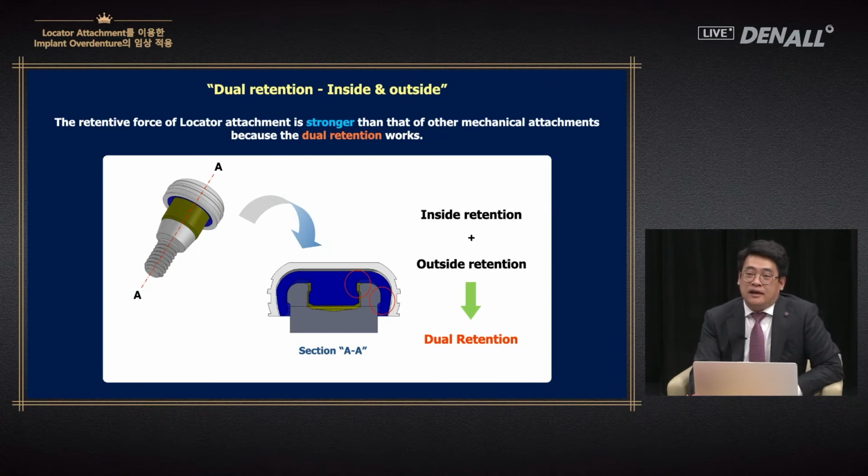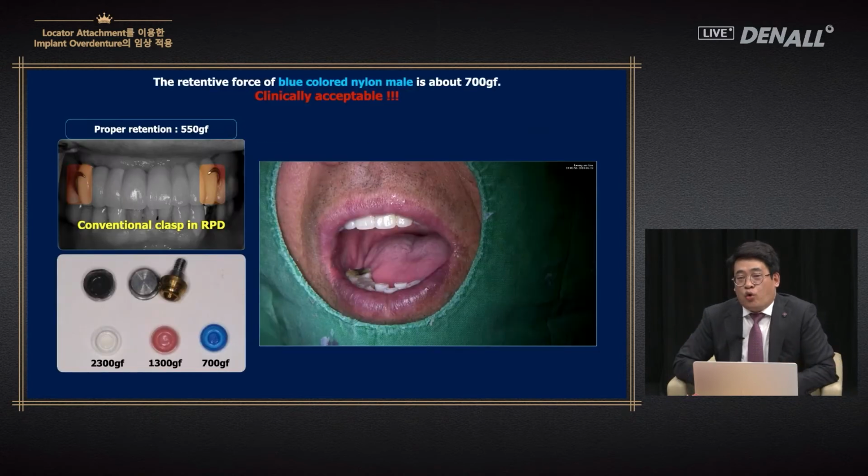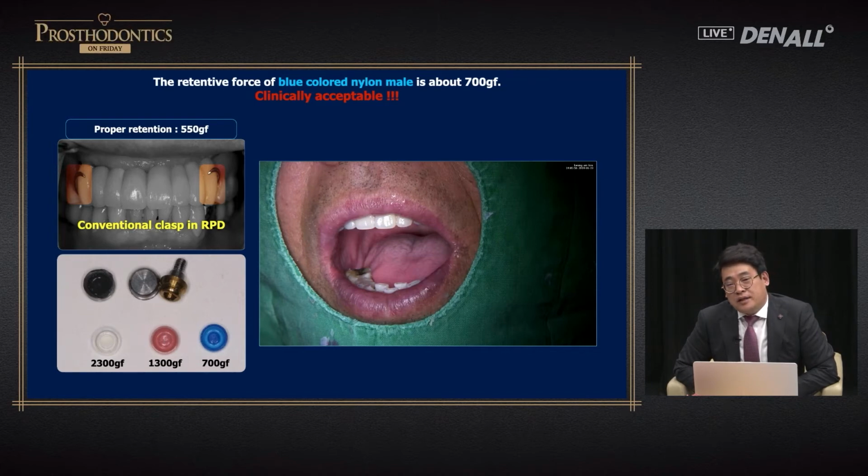In clasp RPD, the appropriate retentive force is 550 gram force. This is to avoid too much burden on natural teeth. Locator connected to implant: the blue one is 700 gram force, which means that implant can withstand that, but personally I believe pink or white is too strong. I'd rather the vendor provide me 2 blues and 1 pink.